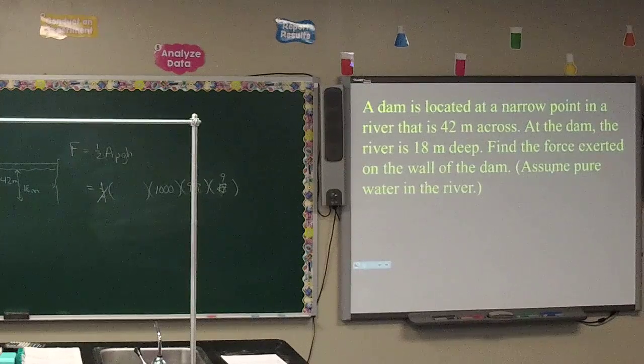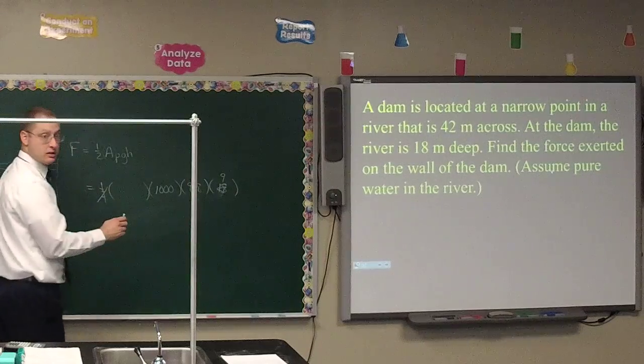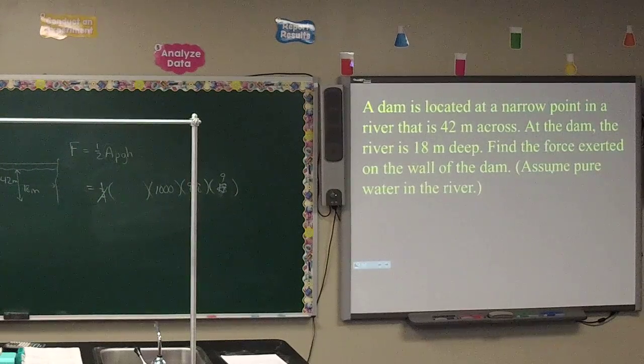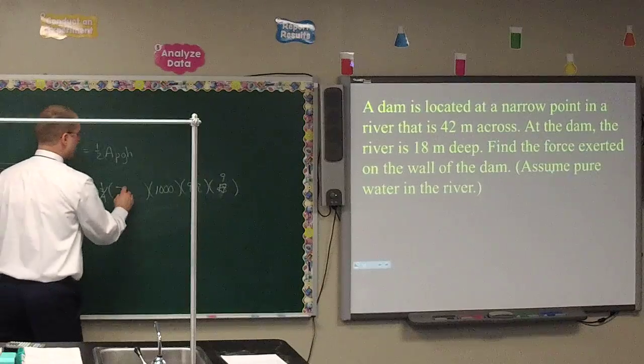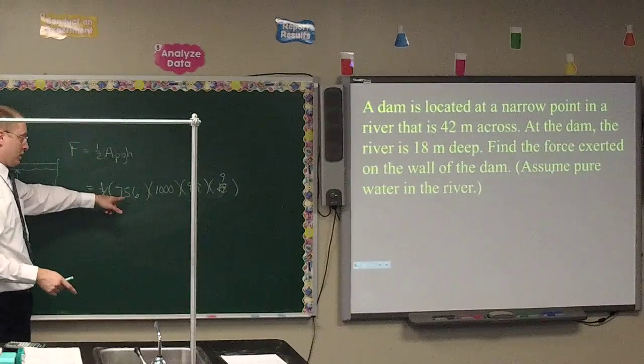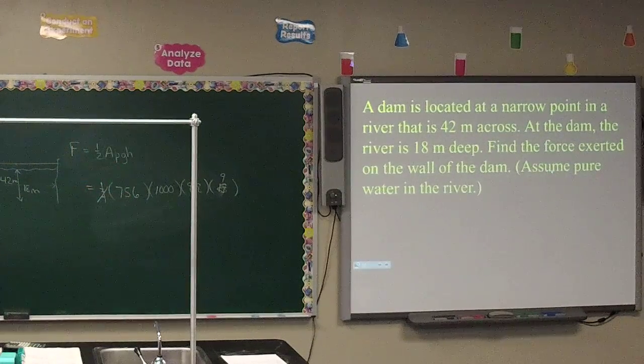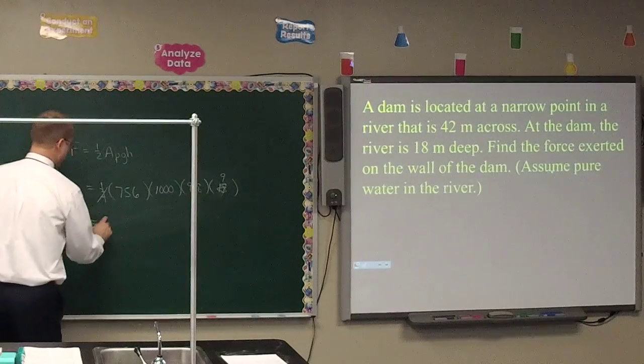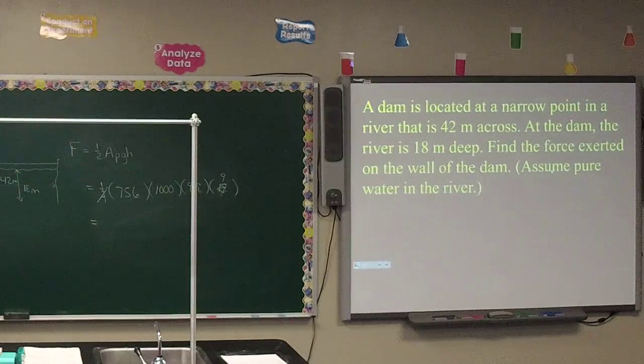If that's true, how would I find the area that the water is pushing on, class? Yeah, length times width, the 42 times the 18 to get 756. All right, so there's the cross-sectional area we're going to use. Obviously, the 1,000, the 9.8, and the 18, or take half of the 18 right up front to get the 9, and we multiply all those numbers. We get how much force is pushing on the wall of the dam.